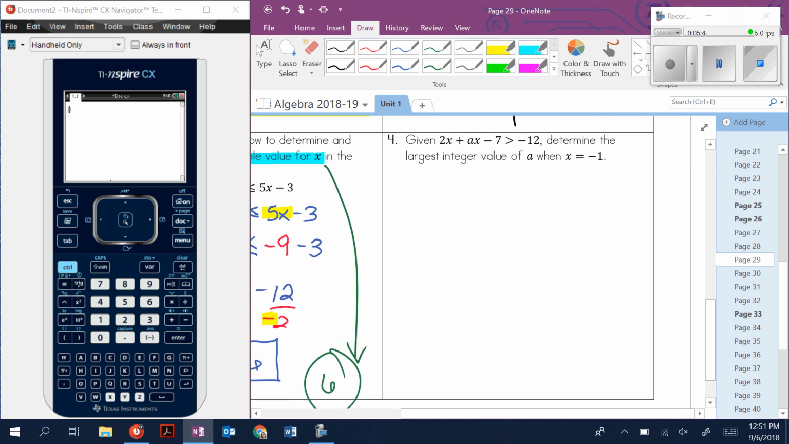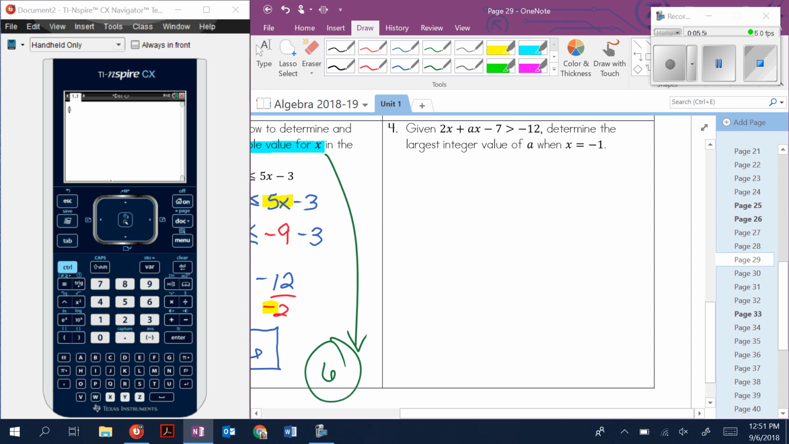Okay, question number 4. Given 2x plus ax minus 7 is greater than negative 12, determine the largest value of a when x is equal to negative 1. Oh, this is interesting. So we have to do some substitution here, don't we? Anytime we see an x, we're going to put in negative 1. Okay, I can do this. So 2 times negative 1 plus a times negative 1 minus 7 has to be greater than negative 12. Okay, let's keep going with this.